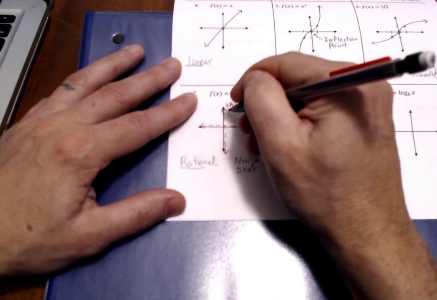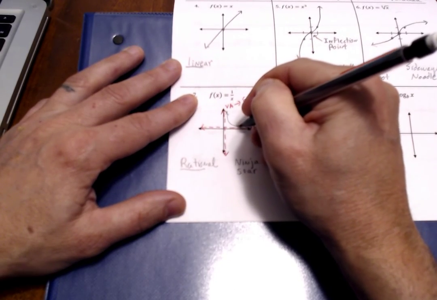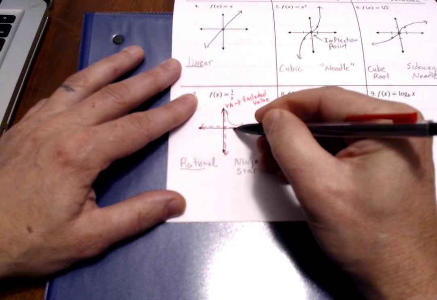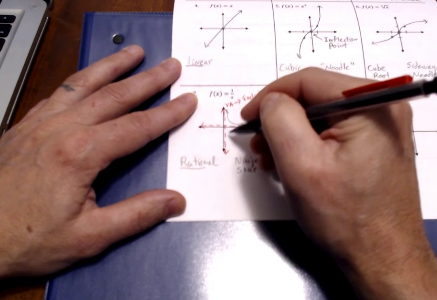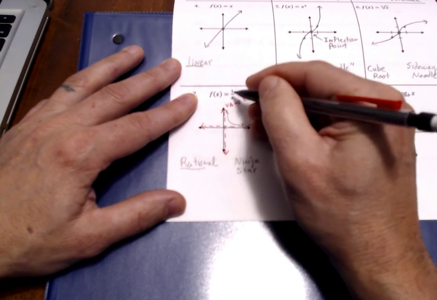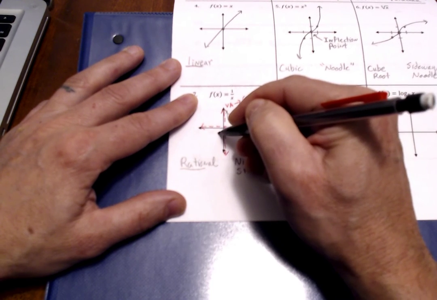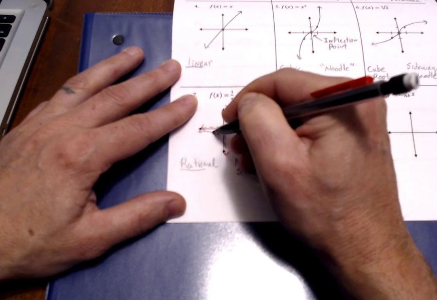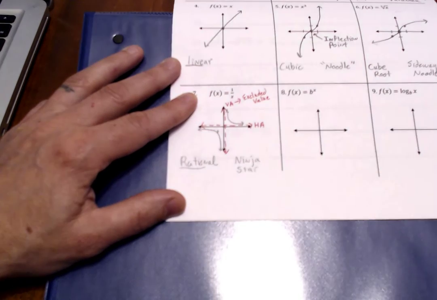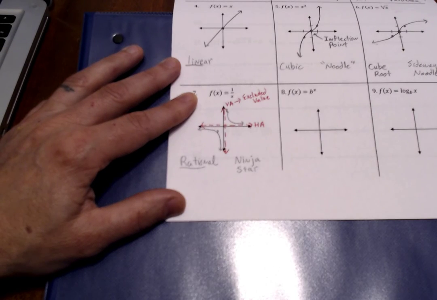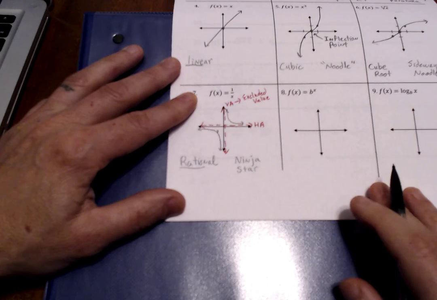Now the curve itself looked like this, because if you plug in 1, 1 over 1 is 1. If you plugged in -1, 1 over -1 would be -1. It looks like this. This was our ninja star right there. And those were our basic functions.